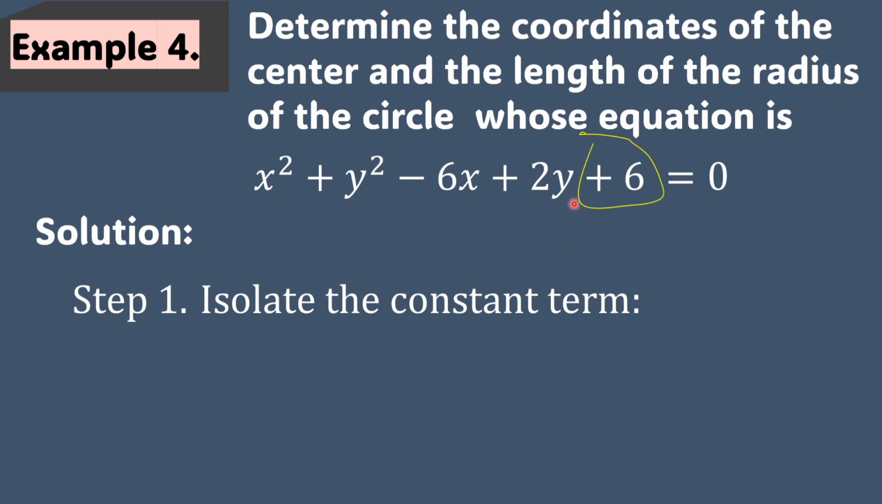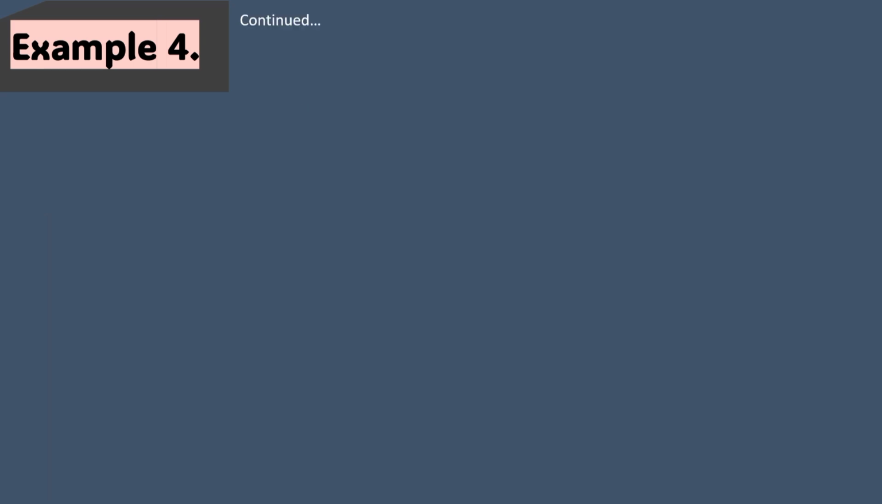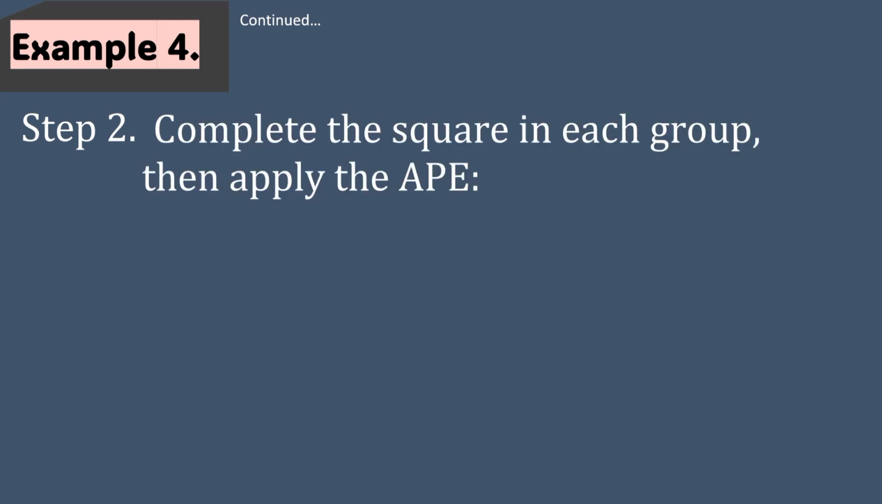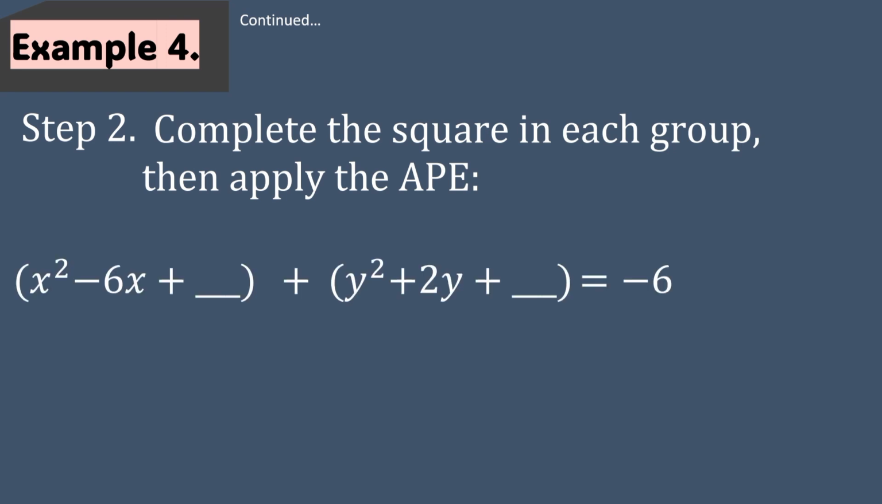The constant term is positive 6. X squared plus y squared minus 6x plus 2y is equal to negative 6. Step 2. Group like terms, then complete the square in each group, then apply the addition property of equality.